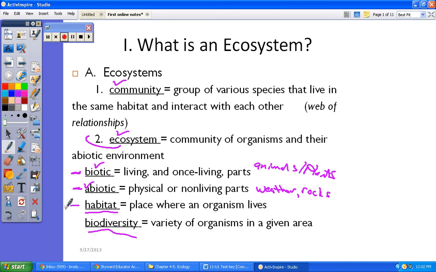Sometimes I'll use the term habitat. That's a place where an organism lives, a specific place. And biodiversity is a variety of organisms in a given area. So the more biodiverse an area is, like the rainforest is very biodiverse, and it has a lot of different species of organisms.